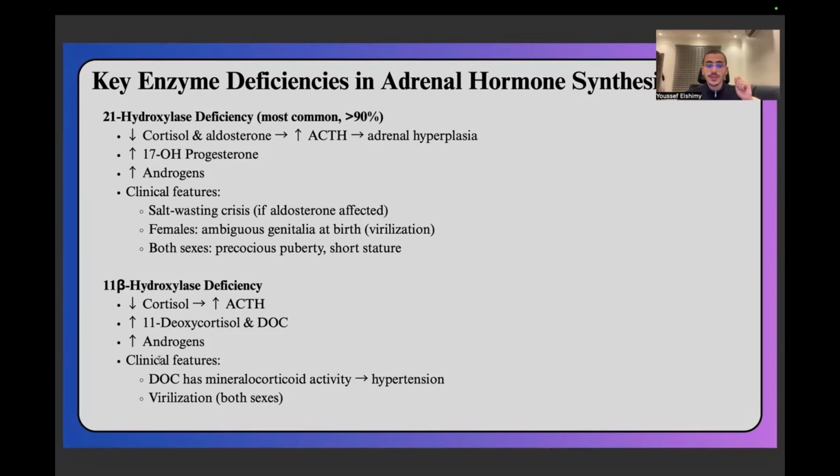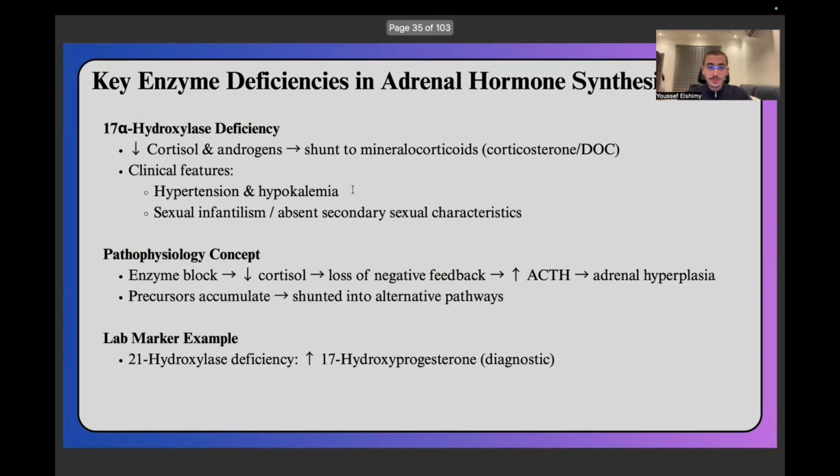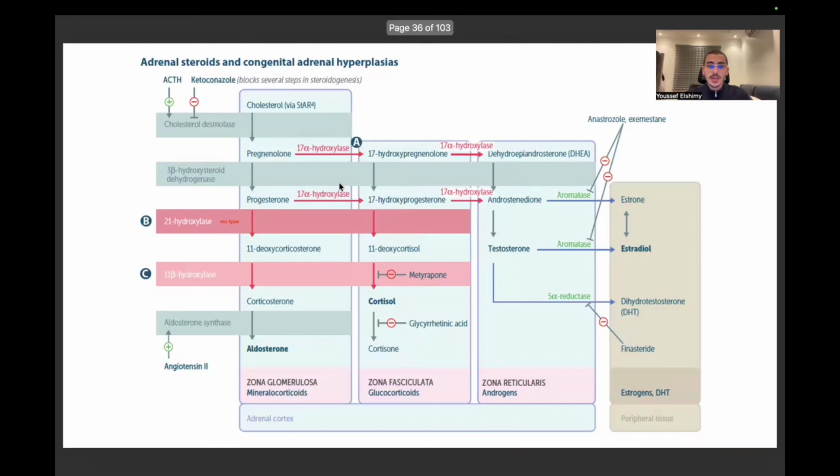So what would be the clinical features? We mentioned that the DOC has mineralocorticoid activity, so there would be exaggerated aldosterone effects. So they would have hypertension, hypernatremia, hypokalemia, metabolic alkalosis, and also since they have androgens, there would be virilization in both sexes.